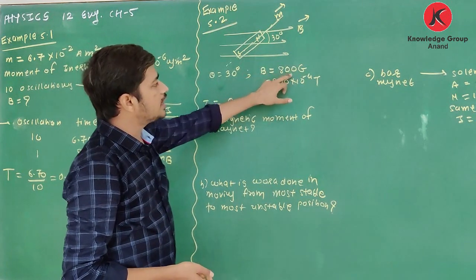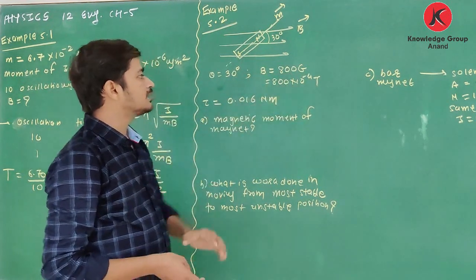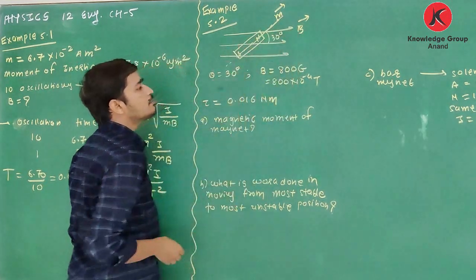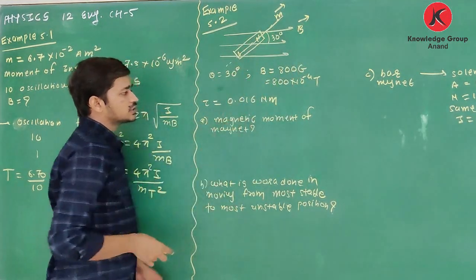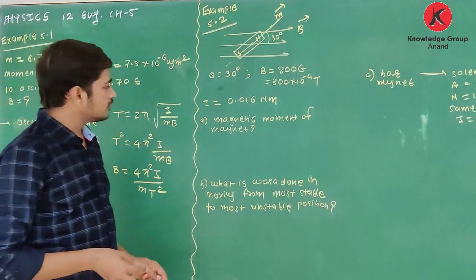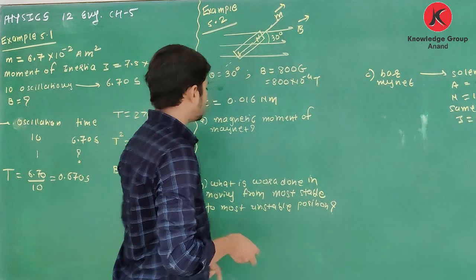Magnetic field is given as 800 Gauss. So it is 800 into 10 raised to minus 4 Tesla. And in this situation, the torque acting on the magnet is given, that is 0.016 Newton meter. So what is the first question? The first question is you have to find the magnetic moment of the magnet.